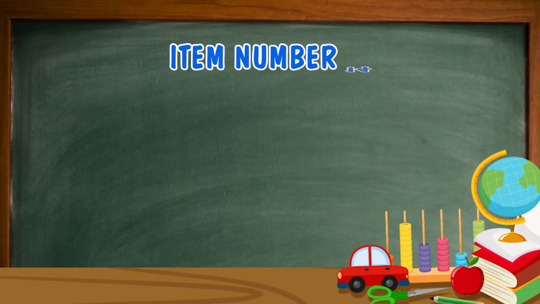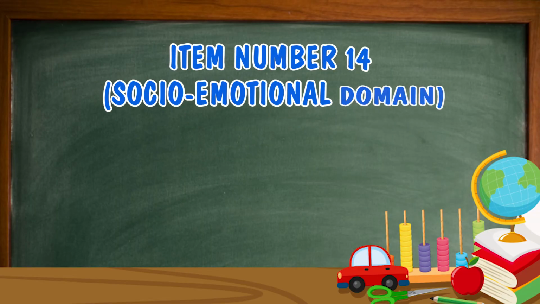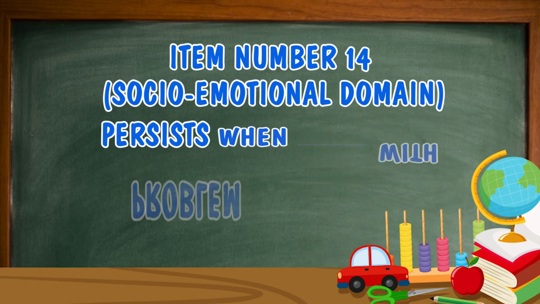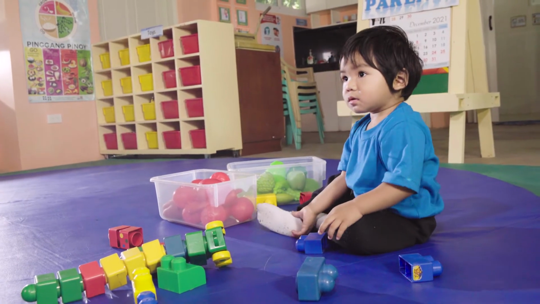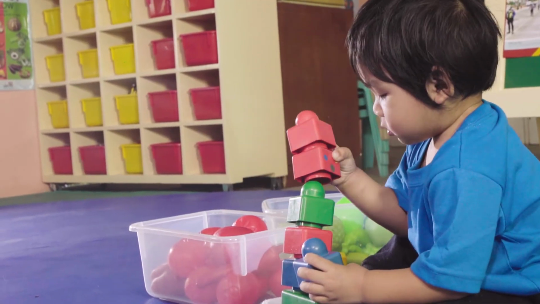Another item that you can ask the parent is item 14 of the social-emotional domain. Persists when faced with problem or obstacle to his or her wants. Nagpupursigi kahit may sagabal sa kanyang gustong mangyari. When doing a task or an activity, does your child persist or try again when he or she has difficulty? Can you share an instance when your child did this?